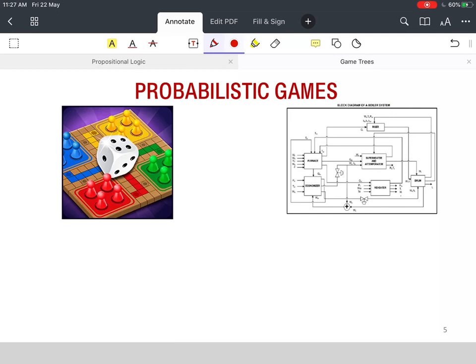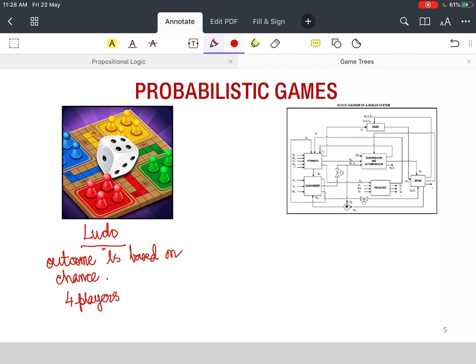The games here in the previous cases, every move was deterministic. But here are 2 games. The famous game of Ludo, where the outcome is based on chance. A die is rolled, and out of 1 to 6 of these faces, something will happen, and based on this, the number of moves can be made.